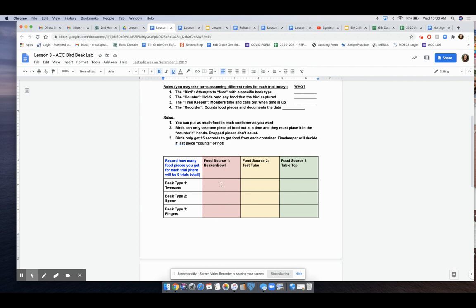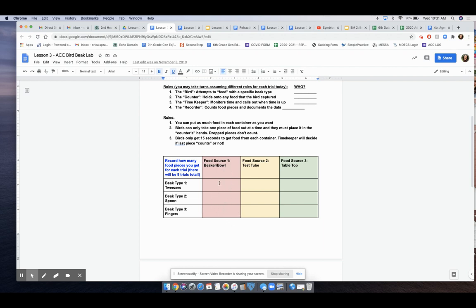So we'll use a beaker or a bowl for food source number 1. The bird will attempt to get pieces of corn out with tweezers, a spoon, and fingers, just your regular fingers. And you'll record how many pieces you could gather. So it's looking at which beak type is best adapted for this type of food.